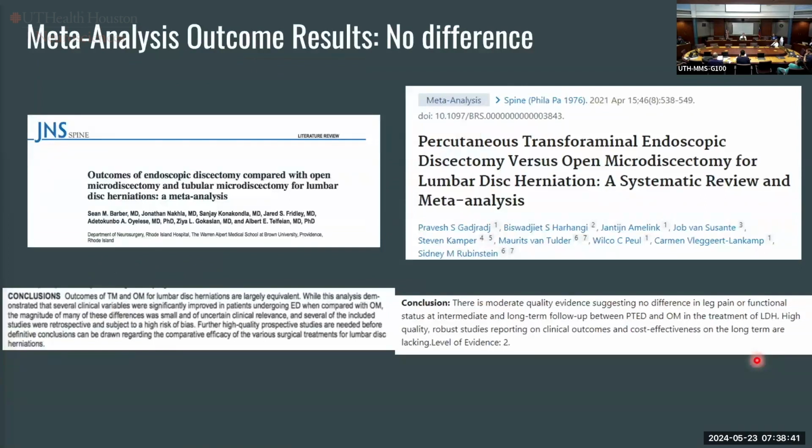Meta-analyses of outcomes have not shown a definitive advantage in terms of the outcomes. In terms of risks and complications, they have shown an advantage with endoscopy. In terms of outcomes for leg pain and back pain, they have not. So two meta-analyses, one in 2019 and one in 2021, failed to show clear benefit of endoscopy over open techniques.